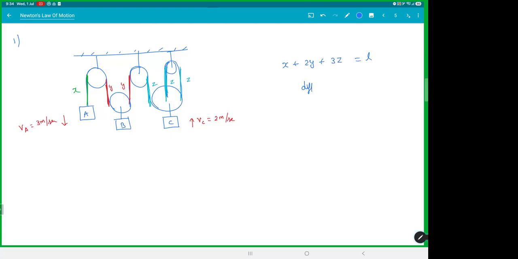Differentiate. Velocity of A plus 2 times velocity of B plus 3 times velocity of C is 0. A is going down, so minus 3, plus 2 VB. C is going up, 3 times 2 is 6. That would be 6 minus 3, that's minus 3. So VB is minus 3 by 2 meters per second. Minus indicates it is going down.